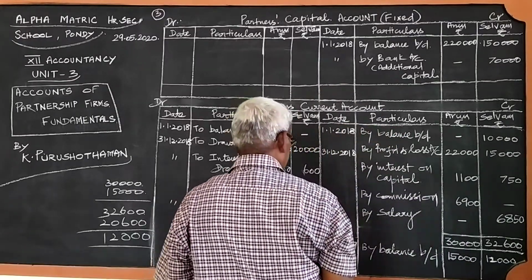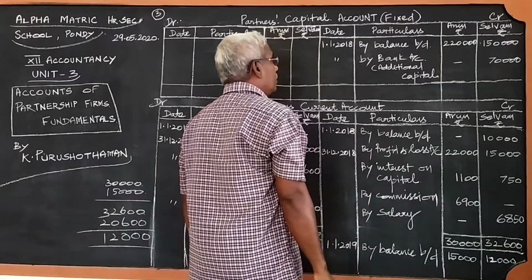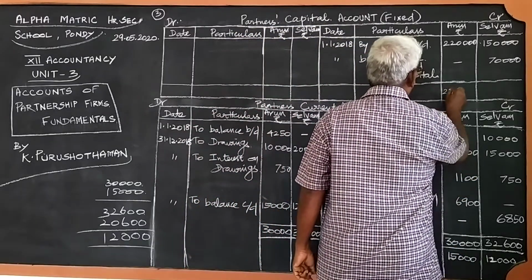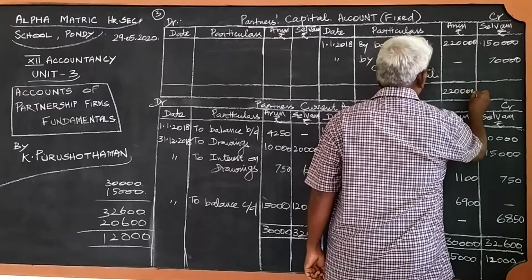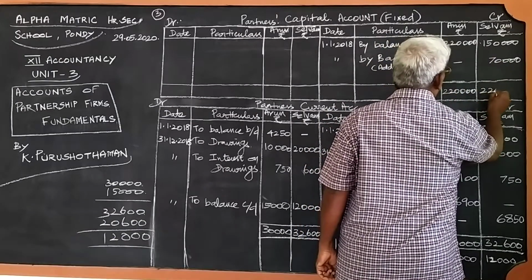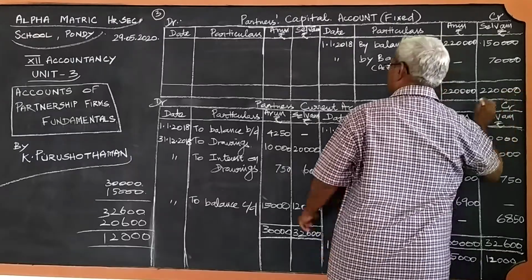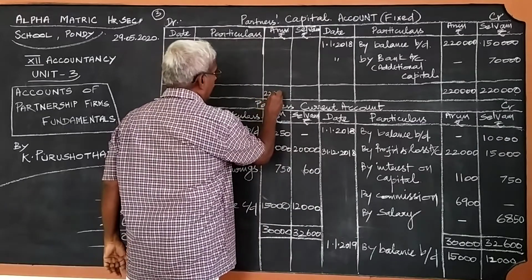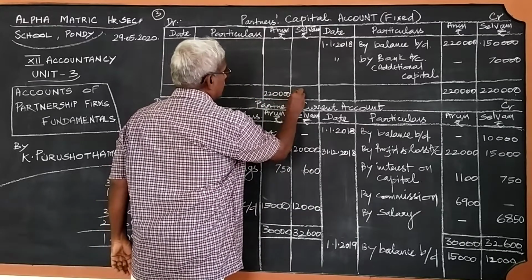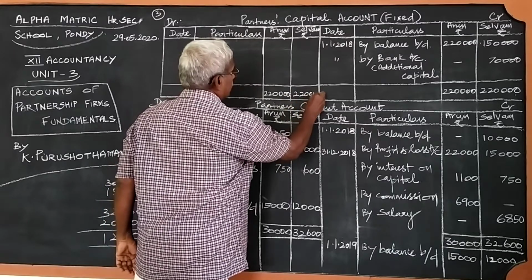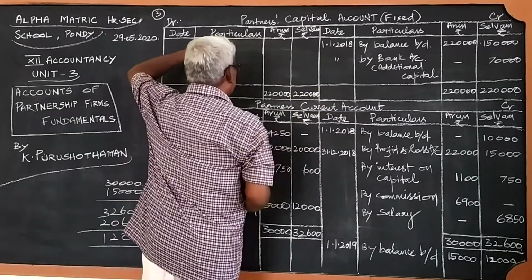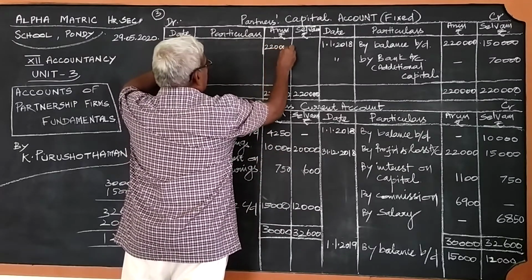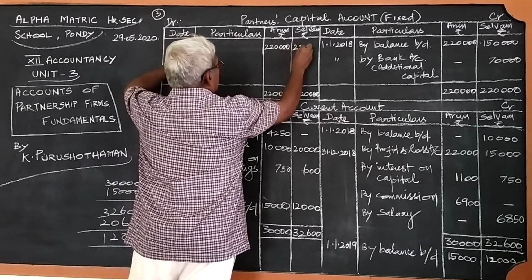Now we have completed the current account. We shall go to the fixed capital account. This is 2,20,000 total. Here also 2,20,000 total. Here no figure is appearing, so the same total 2,20,000, and the balancing figure is 2,20,000. Here also 2,20,000.